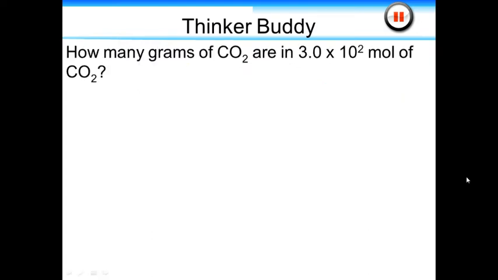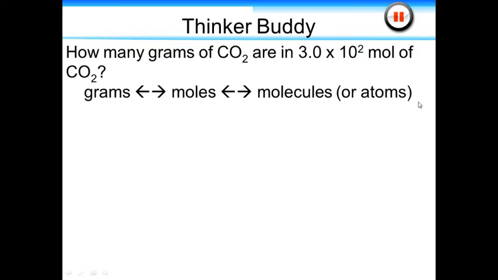Think about it, buddy: how many grams of CO2 are in 3 times 10 to the second moles of carbon dioxide? One thing I like to start with when I do these problems is write out a little roadmap. This helps me remember if I'm ever converting between grams and molecules, not in this case, but if I were to do that conversion, I would need to first calculate the number of moles.